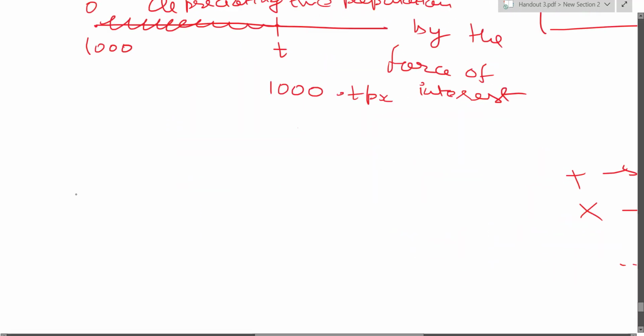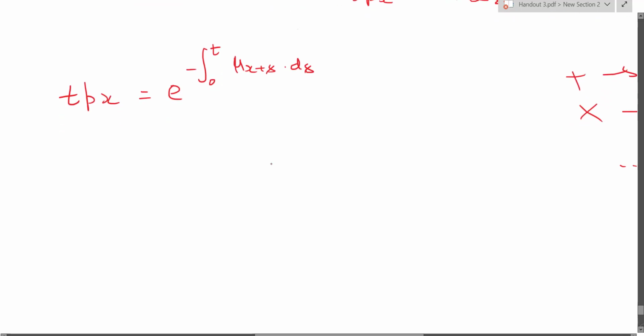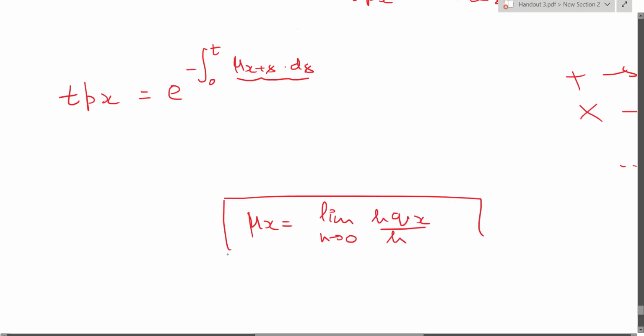by mathematically decomposing this formula. So I had tPx, which was equal to e to the power of negative integral from 0 to t of mu x plus s ds, right? Now let's go over this and try to mathematically decompose what we are trying to do here. What is this mu x plus s ds? If you remember, we used to say that mu x is equal to the limit as h tends to 0 of hqx divided by h.